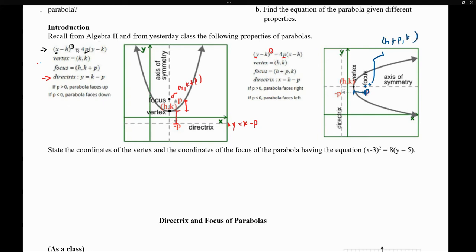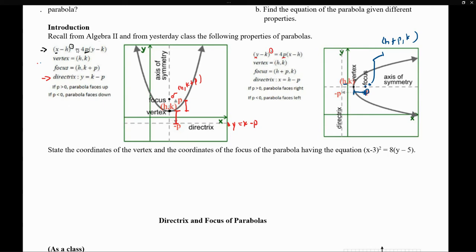So what does this mean? This means that I start at the value of h and I move p units to the right. So my new location of this focus is h plus p. And k doesn't change because we're not moving the focus vertically, up or down. It's all a horizontal distance. So we're only moving it to the right, and we only have to add the p value to the x value of my vertex.